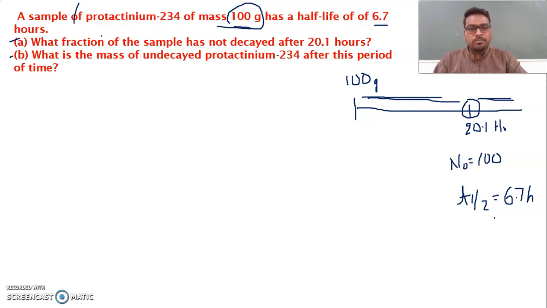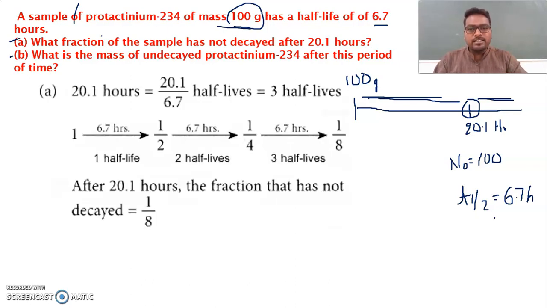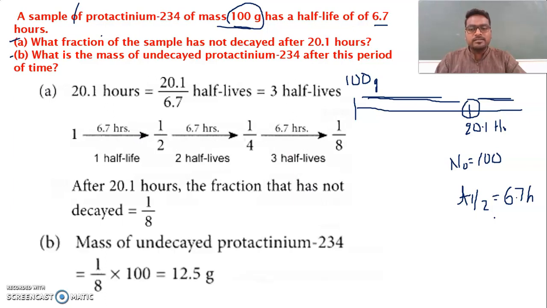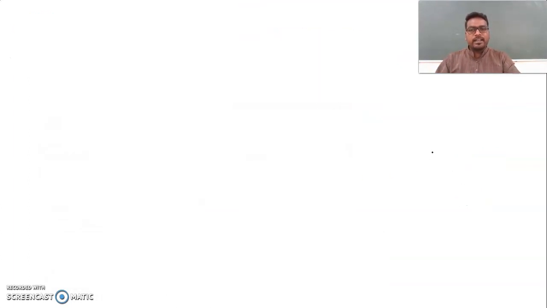Okay, I think you have solved the problem. This is the answer. At 20.1 hours, 12.5 gram of protactinium remained, and 87.5 gram has decayed exactly at this point. Next problem.